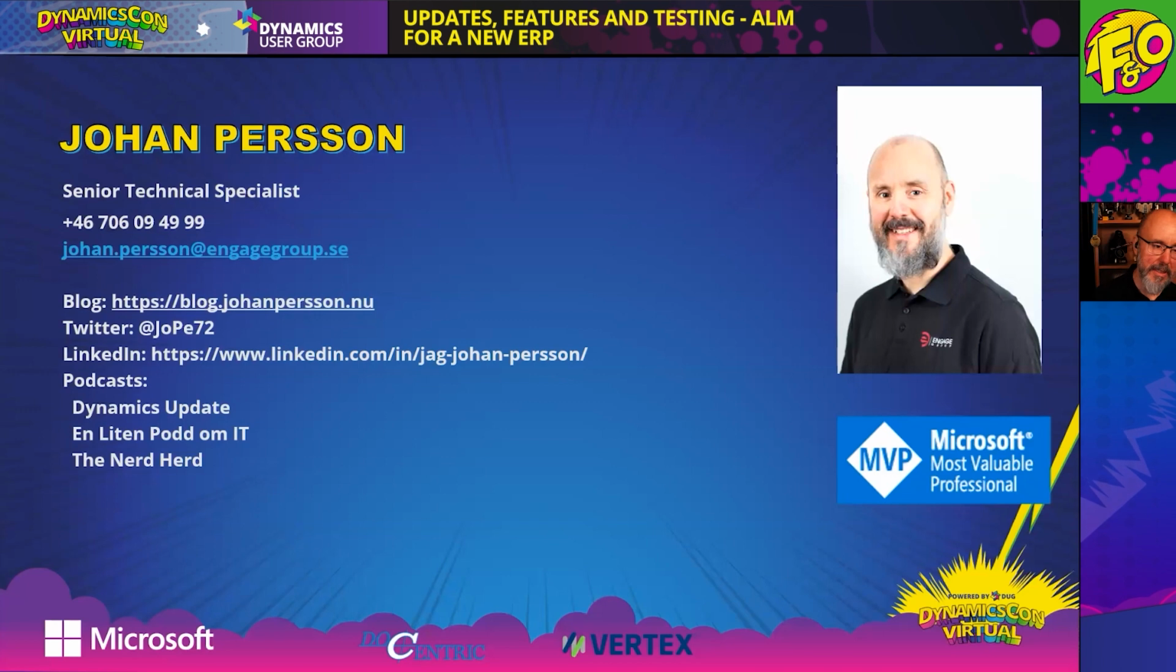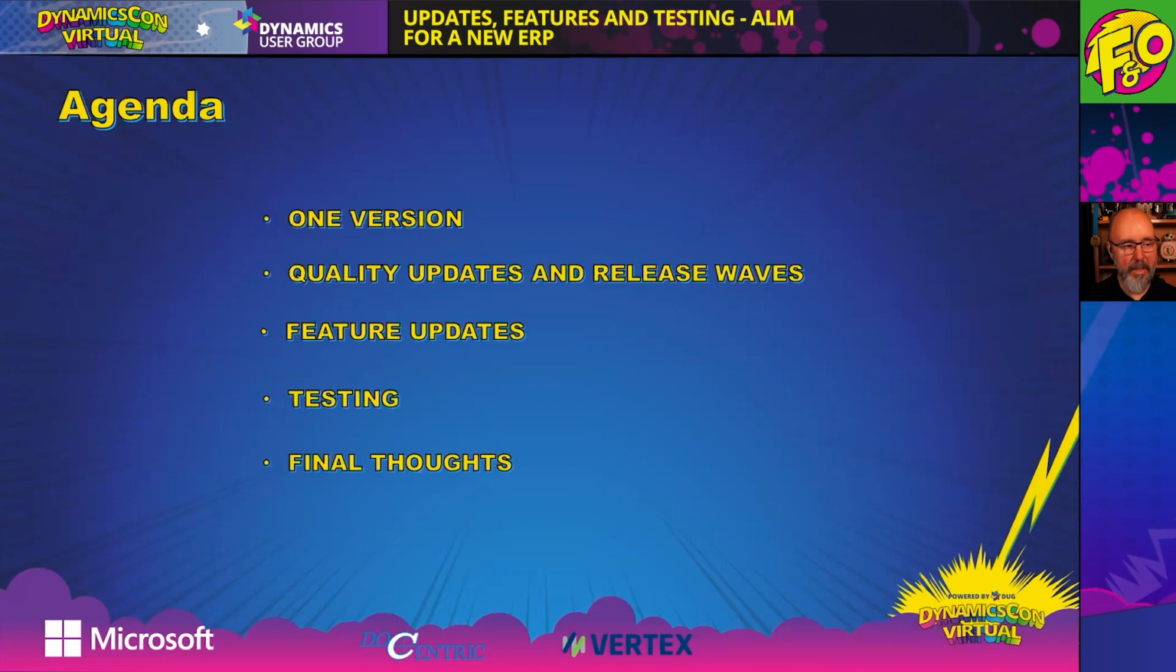So let's get started. The whole point of this session is that we are going to discuss a bit about how the application lifecycle looks for Dynamics 365 for finance and operations, or finance and supply chain as it's called nowadays. So first of all, we just have a short mention of the one version, and then we'll look at the quality updates and the release waves. We will look at feature updates, and we will talk a bit about testing, and then I have a couple of final thoughts, tips and tricks and so on, so just to make this transition a bit easier. That's sort of the point.